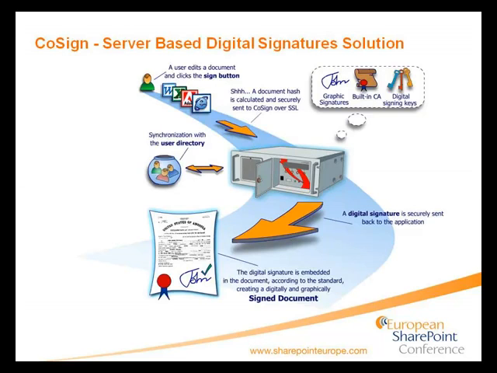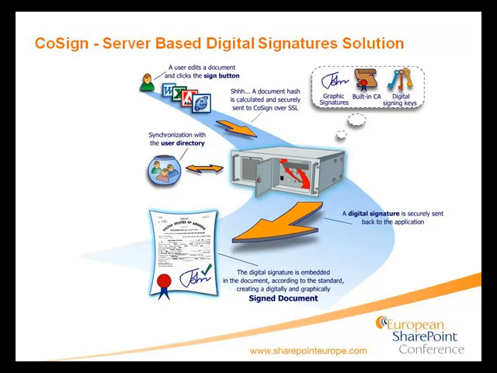CoSign is a very secure hardware appliance which is network attached. Inside CoSign there are three main components: digital signing keys for each user, the graphical images, and the user certificates. CoSign can sync with user directories such as Active Directory in order to automate the user creation and deletion process.